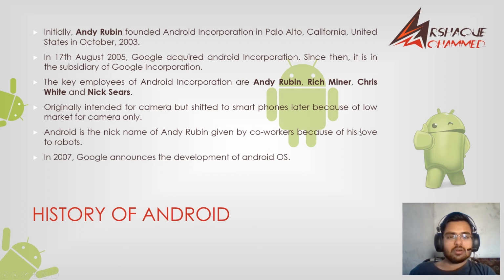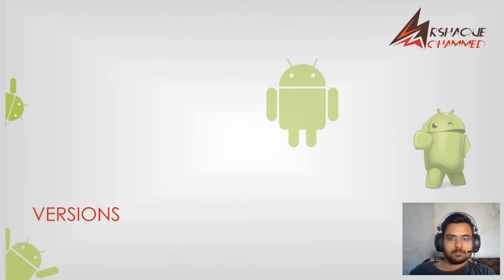In 2007, Google announced the development of Android. That was the point where we started developing Android applications. Coming to smartphones, HTC was the first one who launched the first mobile Android OS. Versions. This is the interesting part.